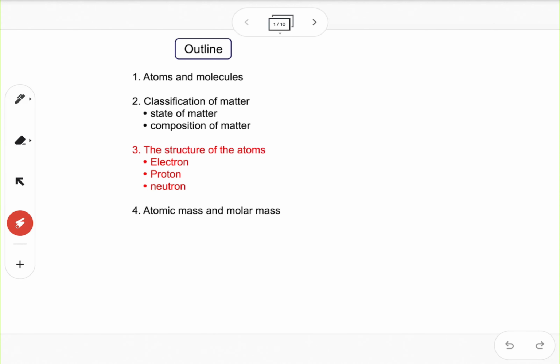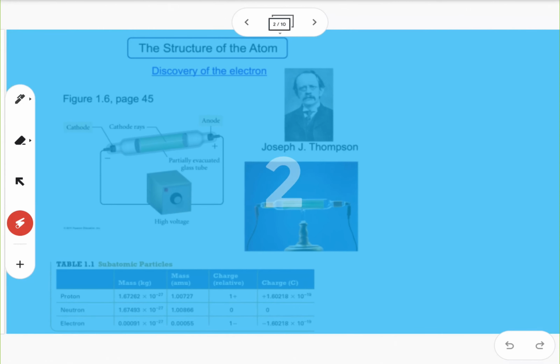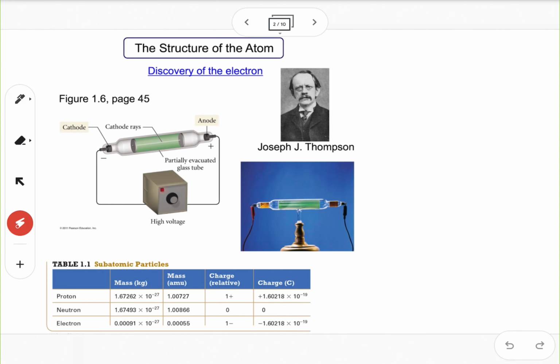In this video, we're going to discuss the structure of the atoms, and more specifically, we're going to discuss three subatomic particles: electron, proton, and neutron. All right, let's take a look at this slide. This slide shows us the discovery of the electron.